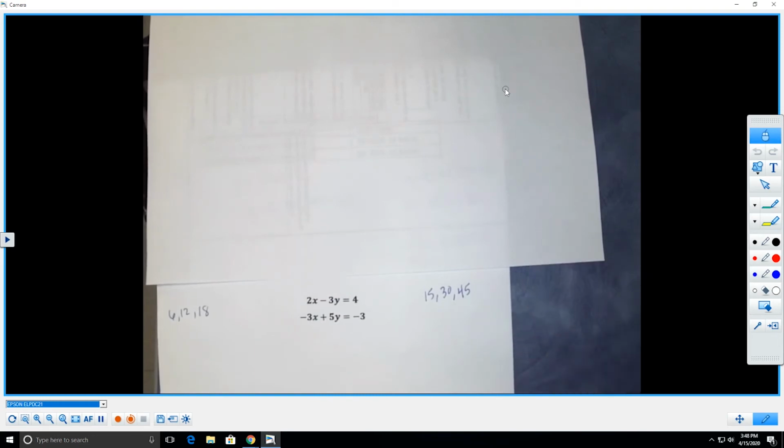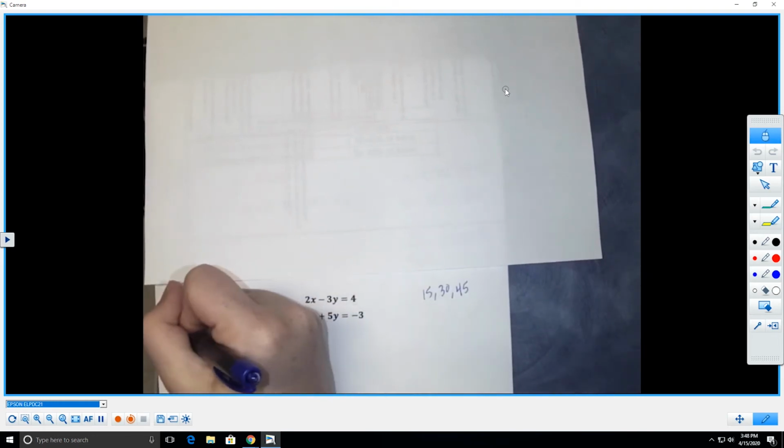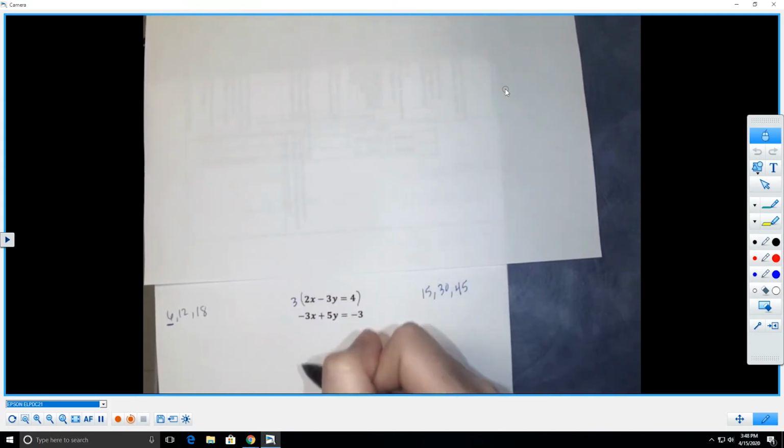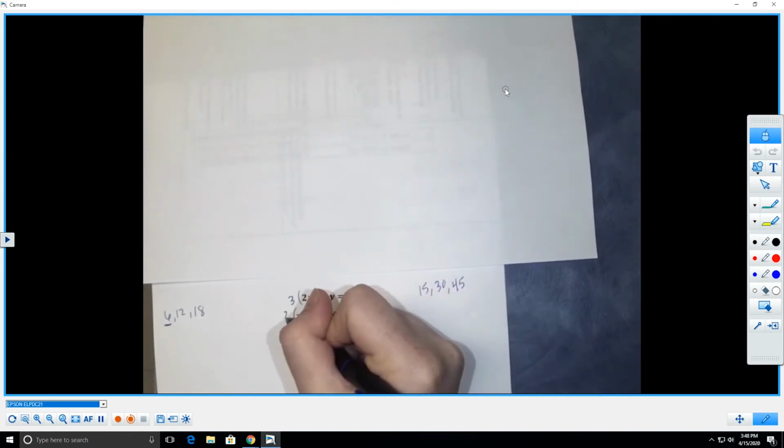I know from before that 6 is a common multiple of 2 and 3. So in this case, I can multiply 2 by 3 to get 6, and I can multiply 3 by 2 to get 6. So let's do that. I'm going to multiply this top equation by 3, and I'm going to multiply this bottom equation by 2, and that's going to change both of these to 6.